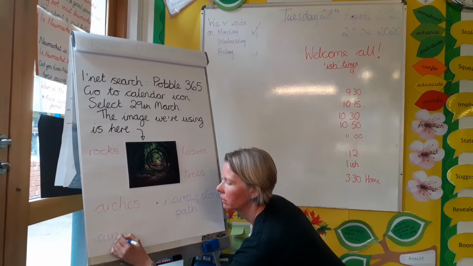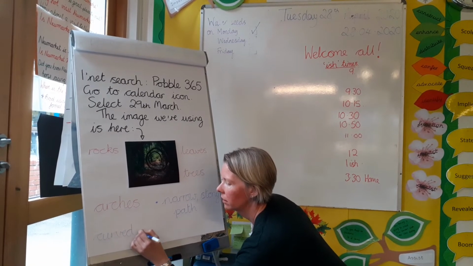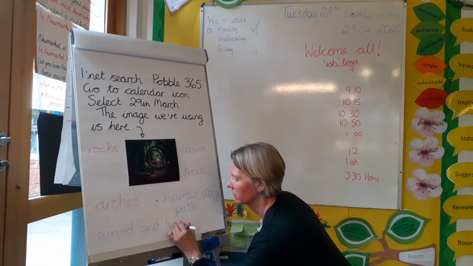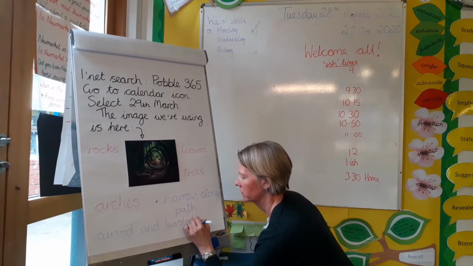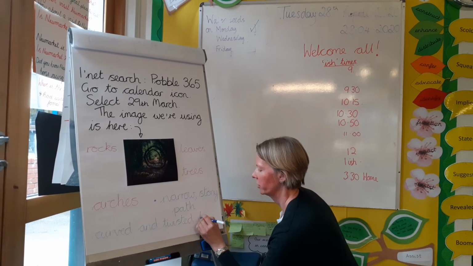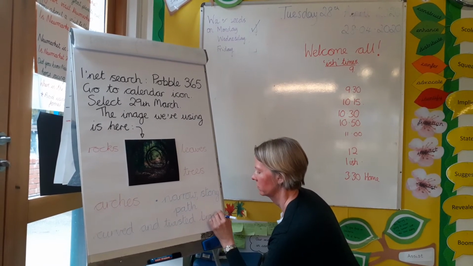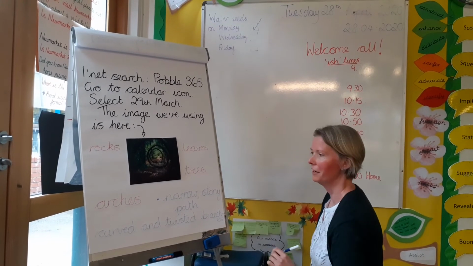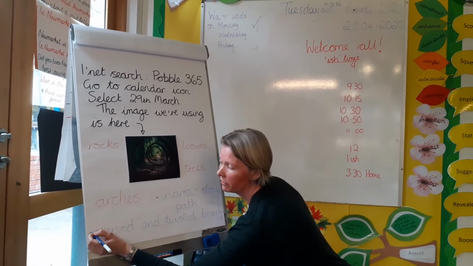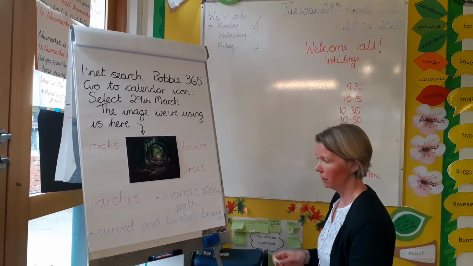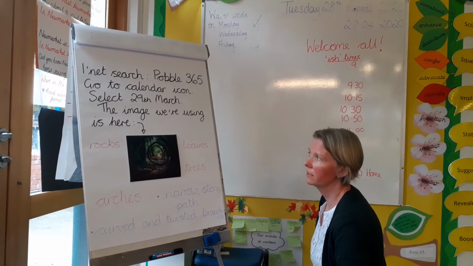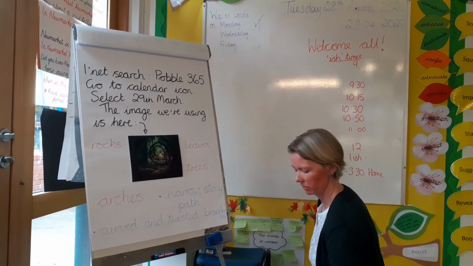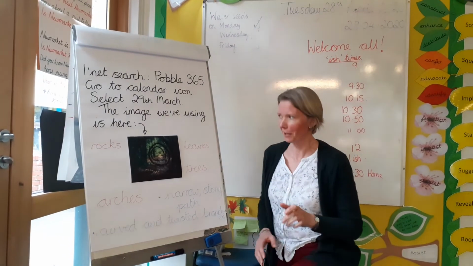Curved and twisted branches. Ooh, I've run out of space. You can tell this is live. Curved and twisted branches. I could even try and work that into a simile. Twisted branches like crumbled biscuits. That'll do. Okay.